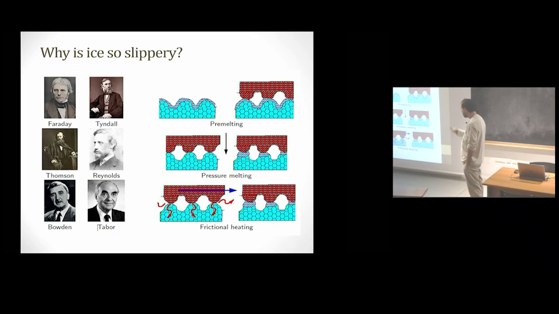Until about in the 1930s, Bowden and Tabor, who are perhaps less well known, but they are thought of as the, say, the beginners of the science of friction, known as tribology. They made some back of the envelope calculations and said, look, the pressure you need to melt ice at -10 is so huge that we can hardly trust that you ever get to the melting pressure. So it cannot be a lubrication layer due to pressure melting, okay?